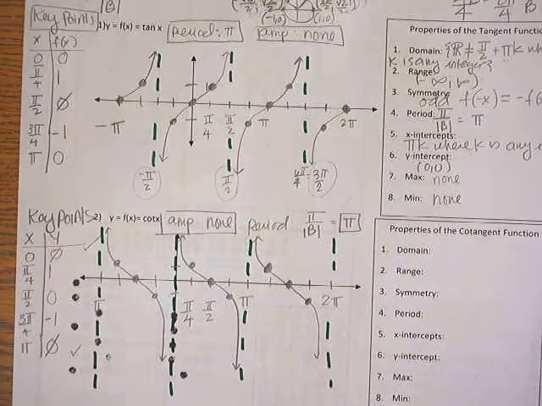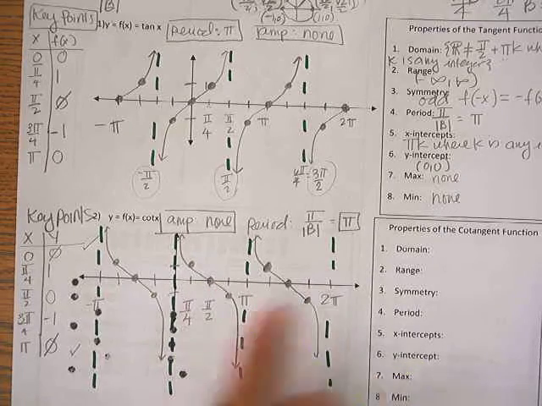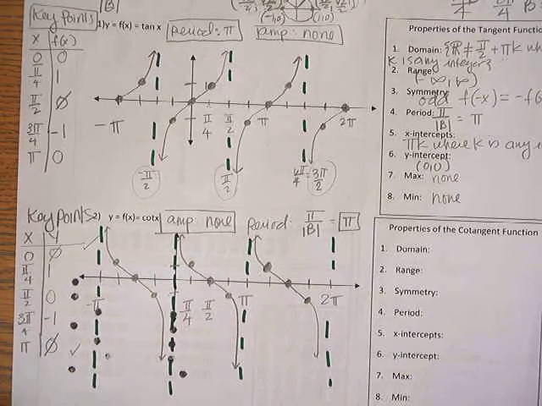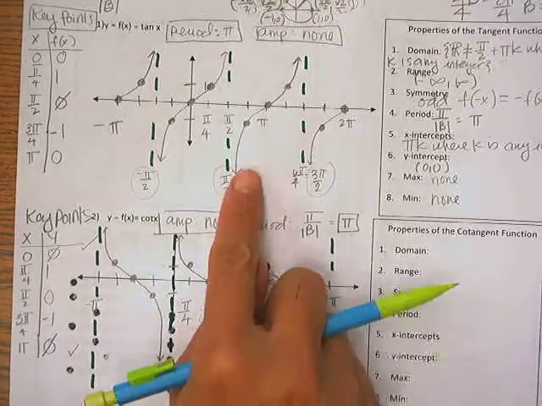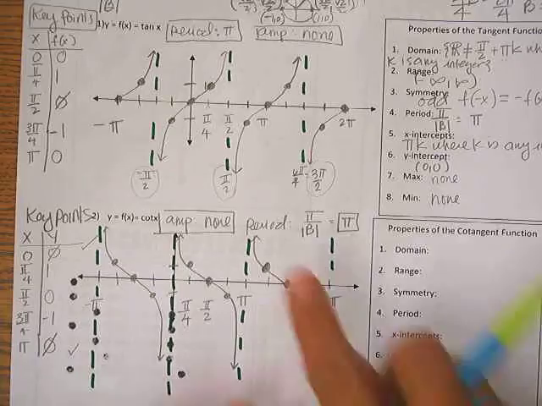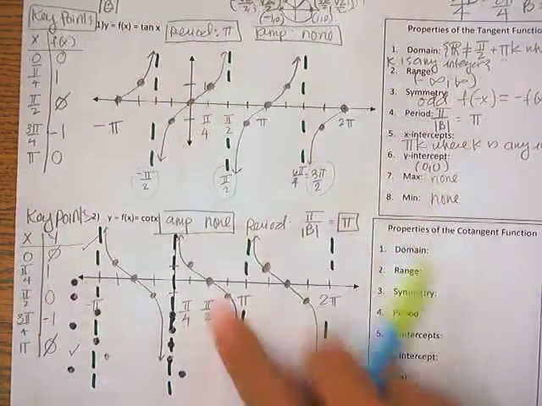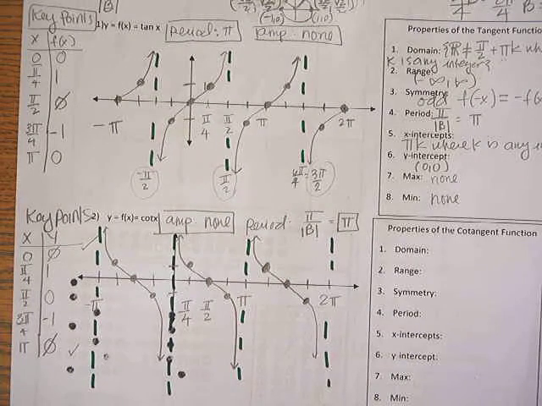Okie dokie. How does that look? Okay. The dots are clearly plotted. We have our key points. Now, let's check out the tangent graph and the cotangent graph. Looks like tangent is increasing, isn't it? Cotangent is decreasing. Isn't that cool?